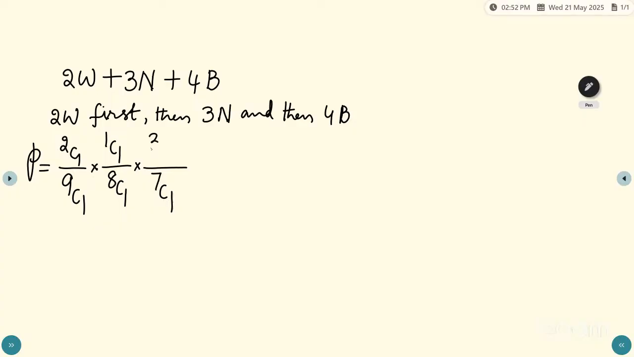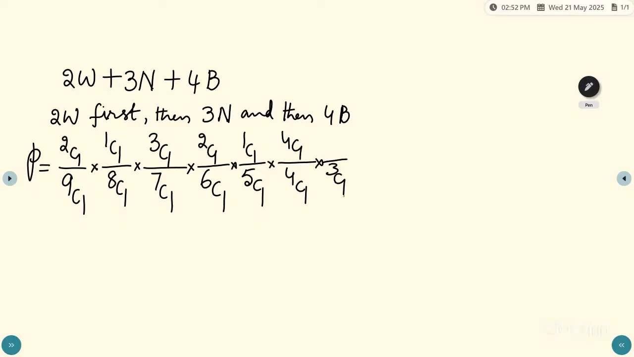Dinners. Out of 3, choose one. And how many left? 6. Choose one. And how many items? 5. One nut is left and 4 balls are there. Choose one. 3 balls are there. Choose one. 2 balls are there. Choose one. And 1 ball is there. Choose that. That's it. This is the sequence of drawing the items one after the other without replacement.